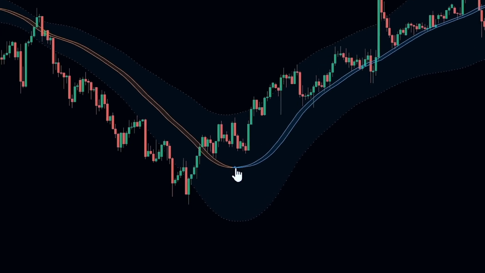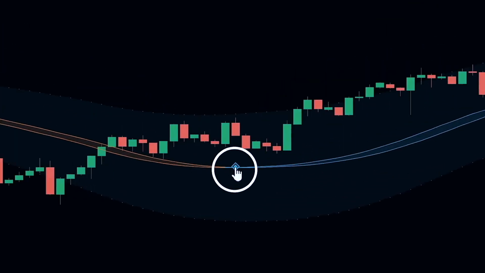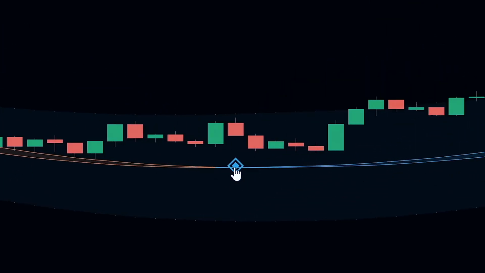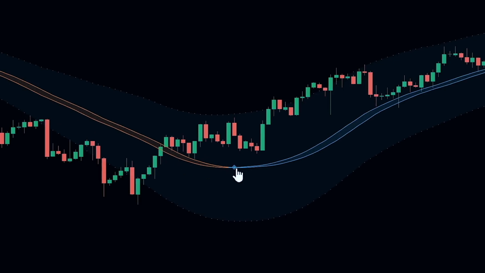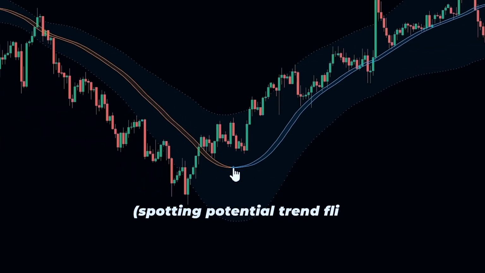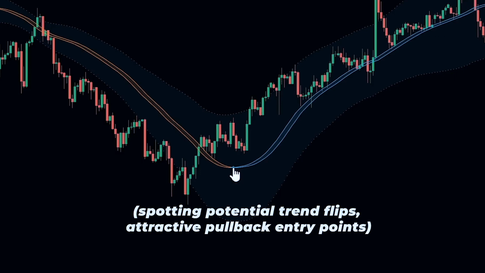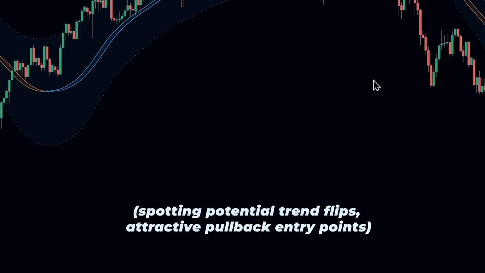You may also notice small diamond-shaped or cross-like markers appearing when the T3 line crosses a lagged version of itself. These markers are valuable for identifying potential trend reversals or optimal entry points during pullbacks.